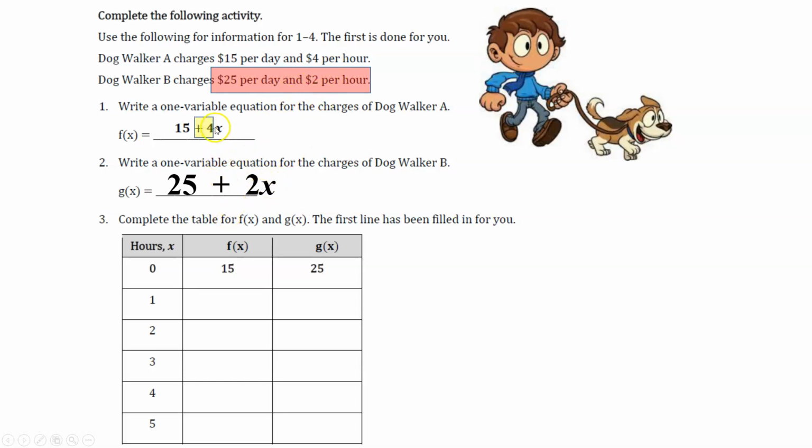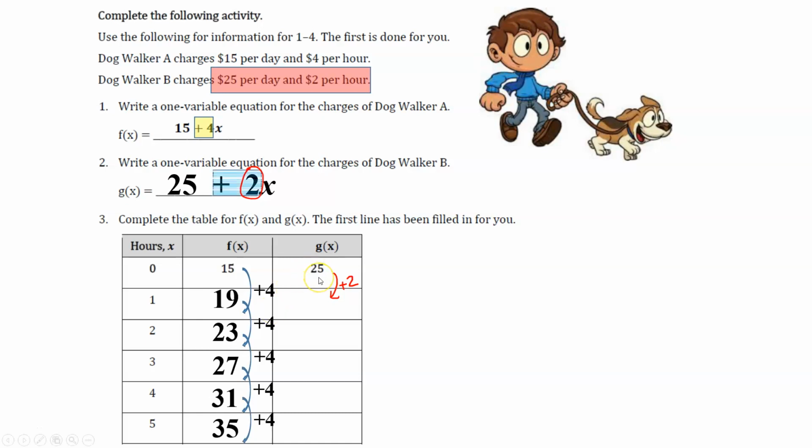So what we're going to do is continually add 4 to the first column, and continually add 2 to the second column. Go ahead right now, pause, and fill in both columns. Unpause if you did so. That would be 19, 23, 27, 31, and 35.